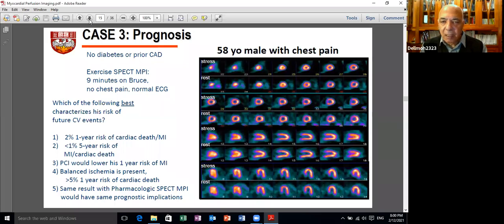Now, this SPECT imaging is normal. There is normal perfusion here. And if you are doubting the normalcy of this, look at the performance of the patient. Exercise for 9 minutes. That's the third stage of Bruce protocol. No chest pain and no ECG changes. So with a normal perfusion scan, the risk should be very low. Number 2 is less than 1% annually for 5 years. So this is a 5-year warranty.